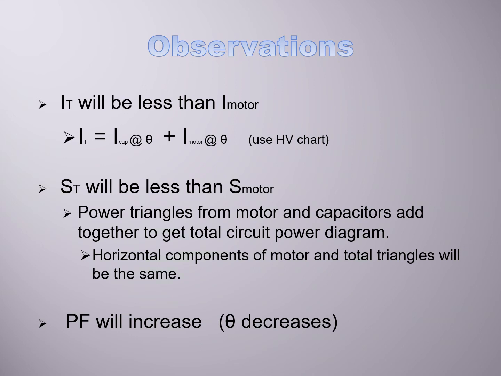Since my phase angle decreases, that means my power factor increases. Because we must remember, the closer we get to unity, my power factor gets closer and closer to 1. And having a high power factor means that we have a low power factor angle.